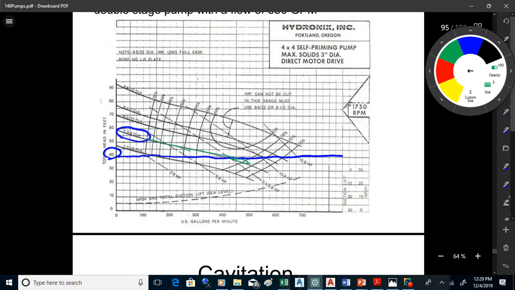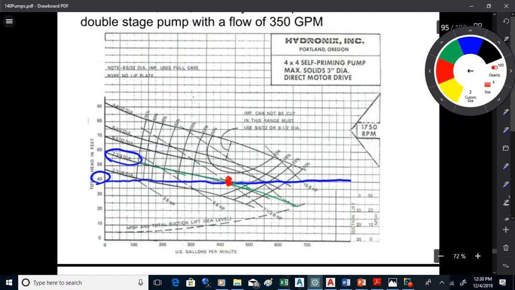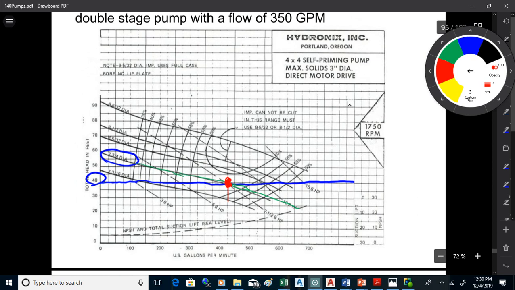Now what I'm looking for is where those two things intersect. Okay, so that's where that pump with a 7 3/4 inch impeller diameter is going to operate when it's pushing against 40 feet of head. Okay. Now what we're going to do then is drop vertically down from there and then start reading some things. Okay. So we'll come on down.